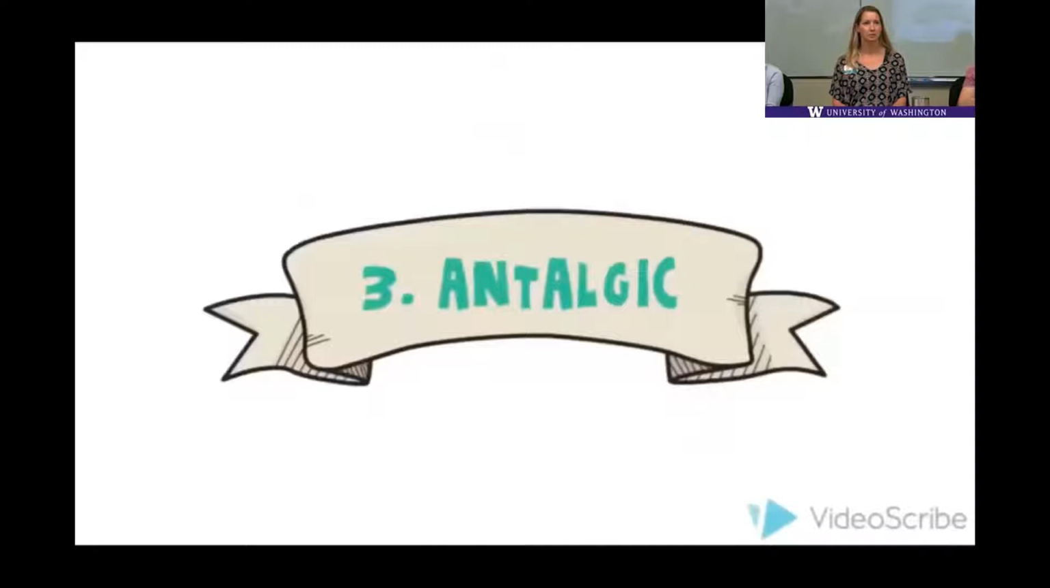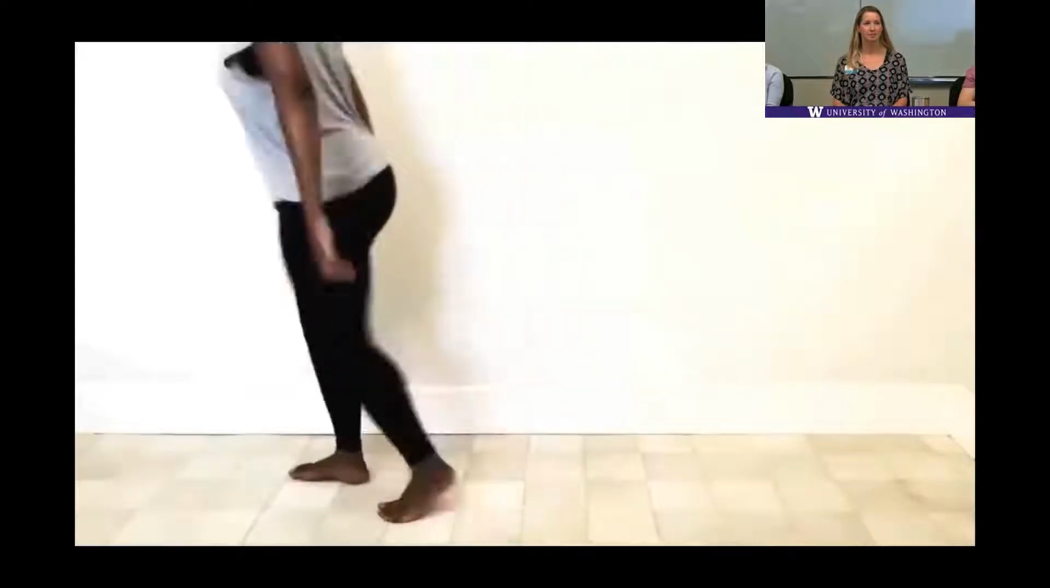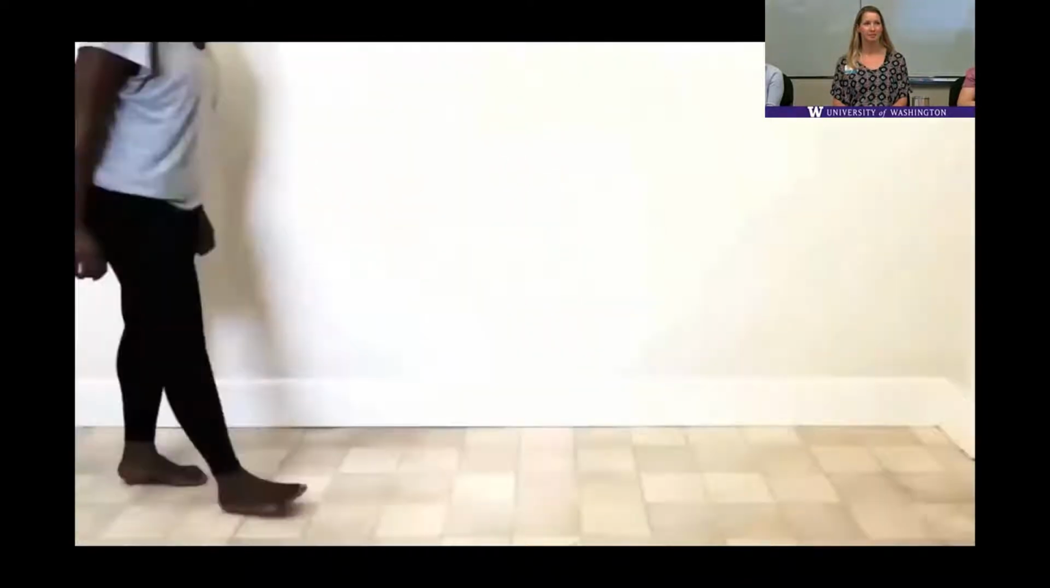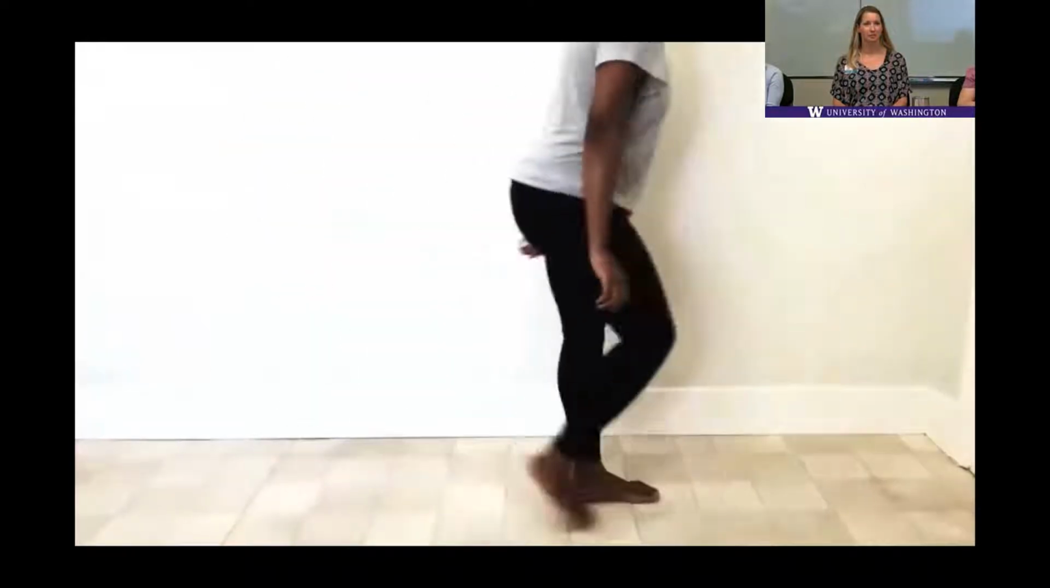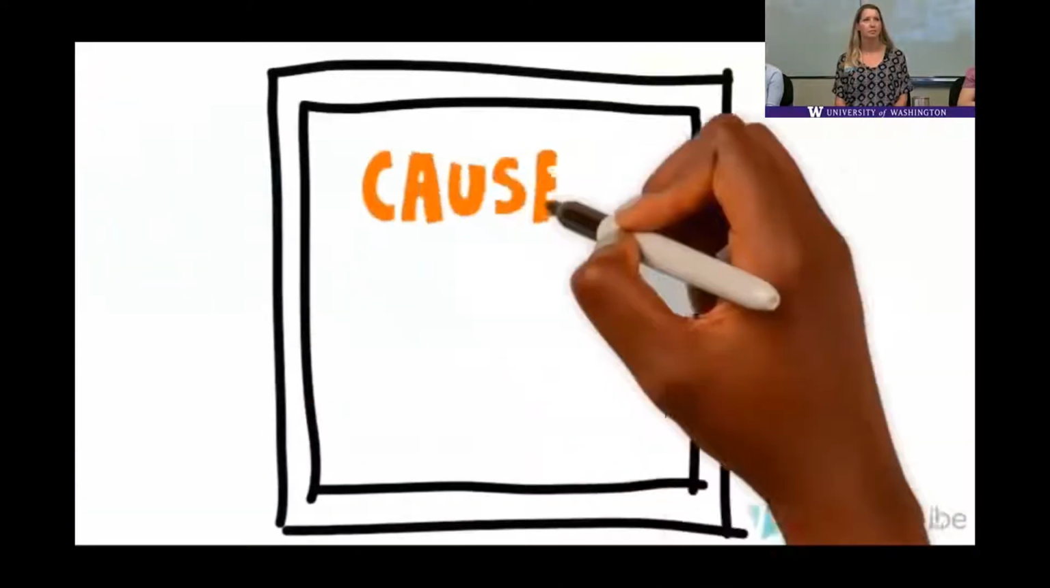And now let's have a look at antalgic gait, or what we like to call the quick step. Because her right leg is painful, the duration of stance on this leg is shortened, and thus so is the swing phase of her normal leg. This produces a quick step. With regards to causes, there are many.